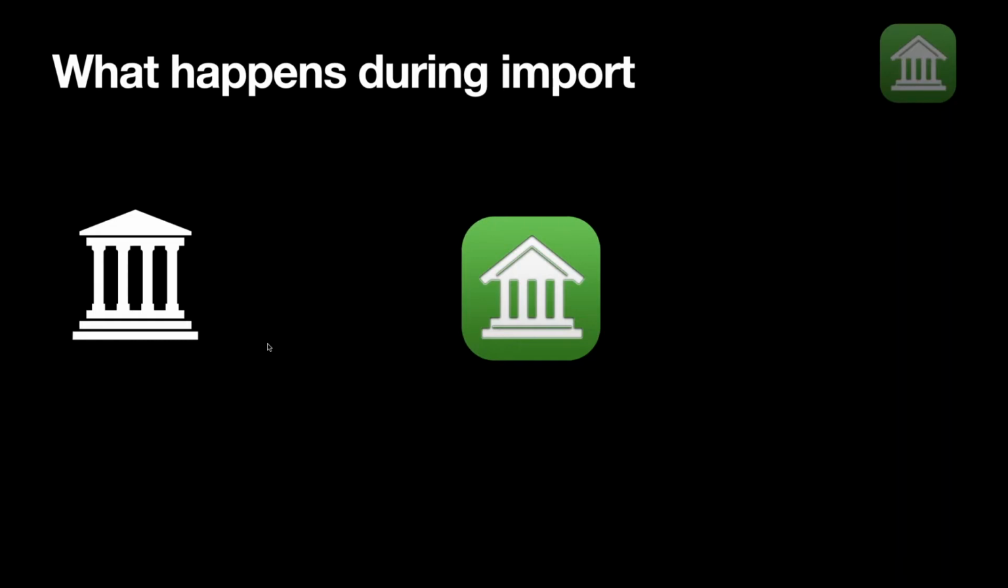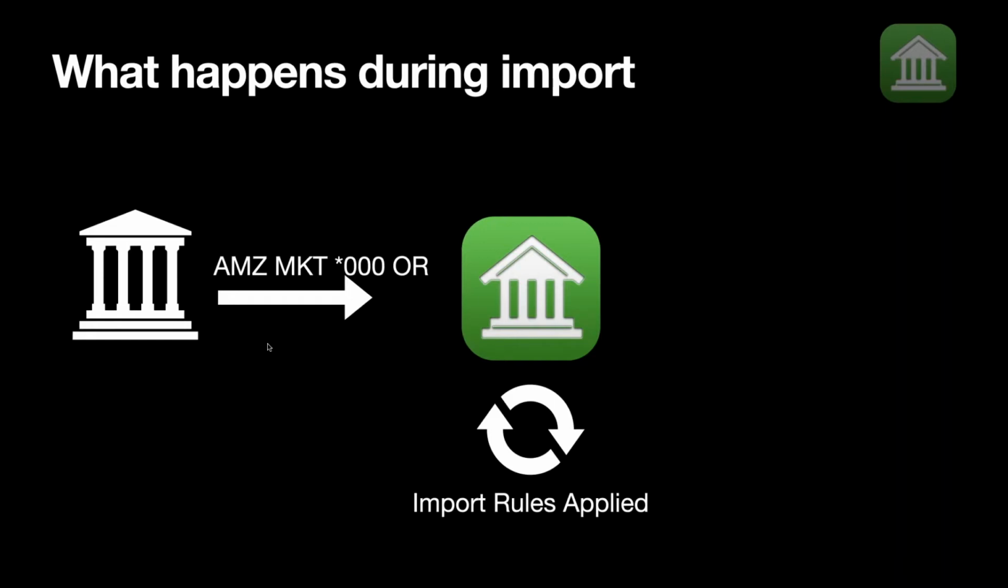So let's say that you are importing some data. It doesn't matter if it's direct access or from a file or OFX. And let's just say there's one transaction that's importing. The payee is AMZ MKT star 000 Oregon. This is Amazon Marketplace, is what I know, but a lot of times the bank gives us something like this. Well, when this comes into the app, there are something called import rules, and the app runs these import rules against the transactions coming in, and hopefully something like this comes out. That's Amazon, and the category in this case was groceries.